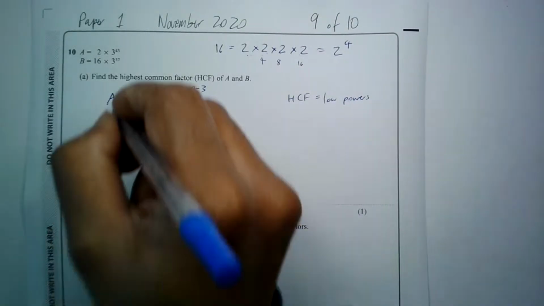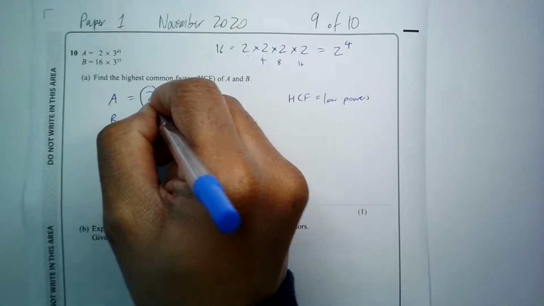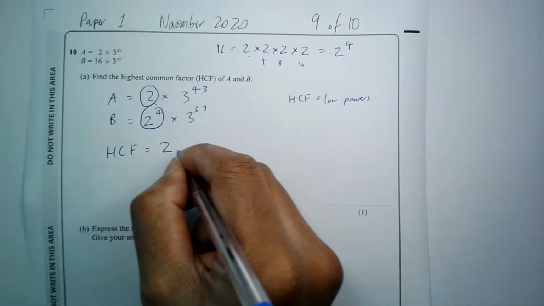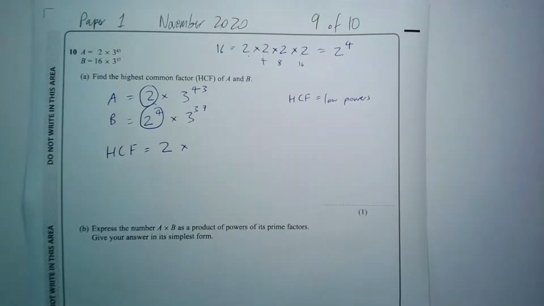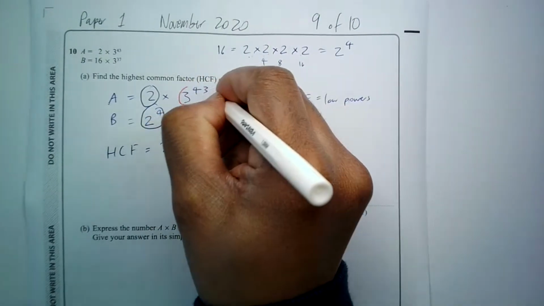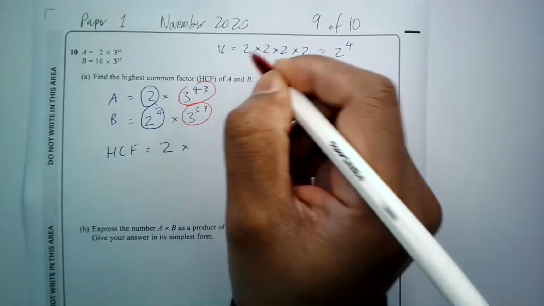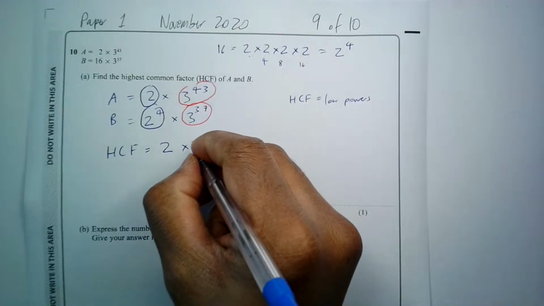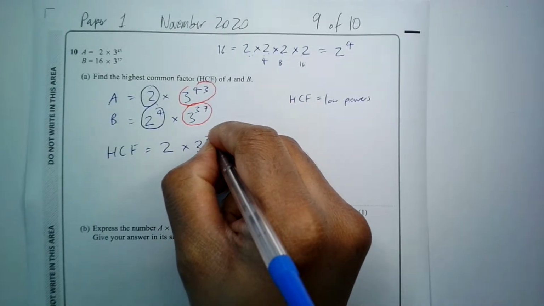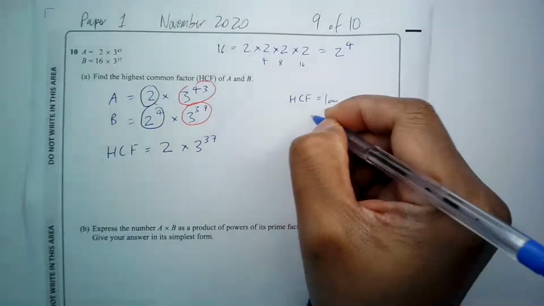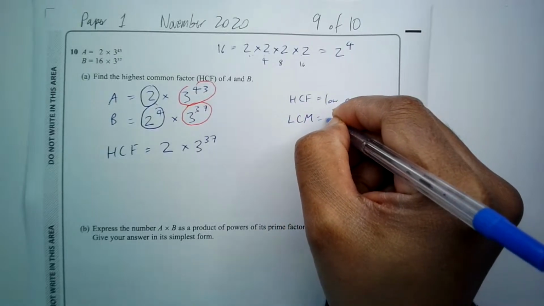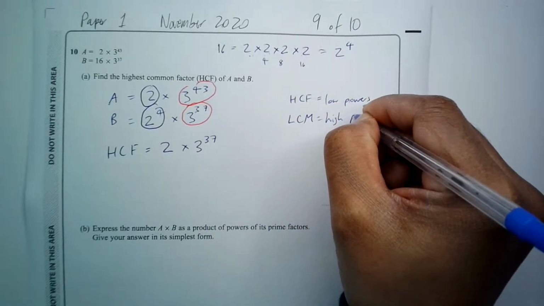Okay, so when I look at this, I've got 2 and 2 to the power 4. I'm going to choose the lower power, which is 2. And then I've got here 3 to the power 43, 3 to the power 37. Which one is my lower power? My lower power is 37, so 3 to the power 37. Okay, and LCM is going to be low and high powers. Just write that down.